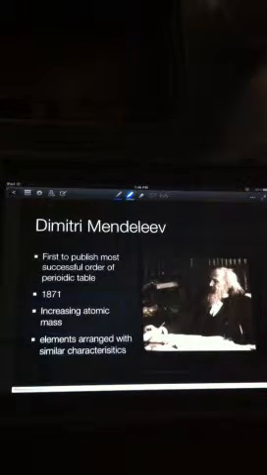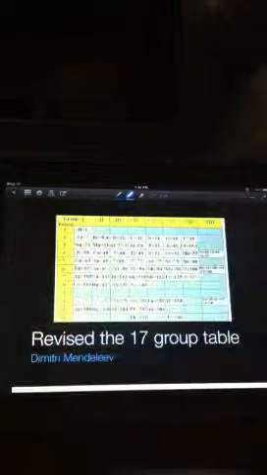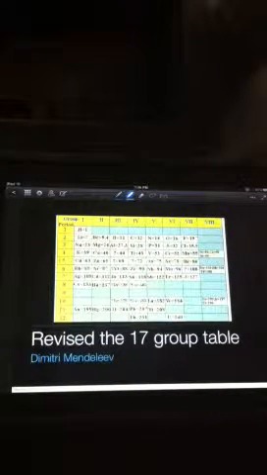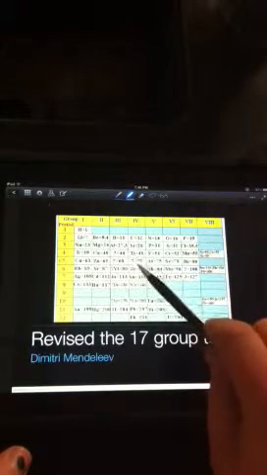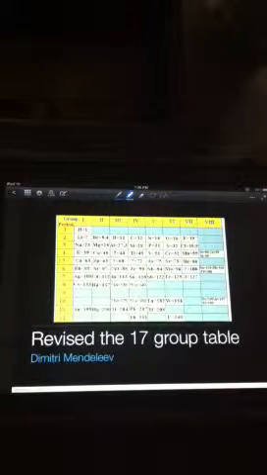but it was a good start. He also made predictions about elements and their properties based on trends they saw in the periodic table. We talked about that a lot. We talked about germanium and gallium. He revised the periodic table into a 17 group table. Remember, he had these holes like 44, 68, 72, where he was able to describe their characteristics and physical properties based on the group around them. And later on, they did discover them.